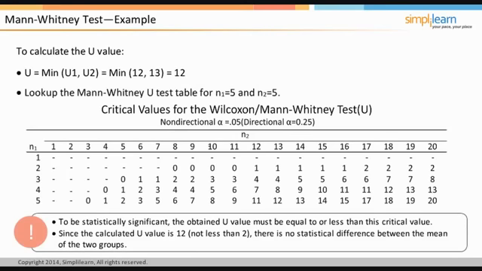Look up the Mann-Whitney U-test table for N1 equals 5 and N2 equals 5. You will get the critical value of U as 2. To be statistically significant, the obtained U has to be equal to or less than this critical value. Our calculated value of U is 12, which is not less than 2. That means there is no statistical difference between the means of the two groups.